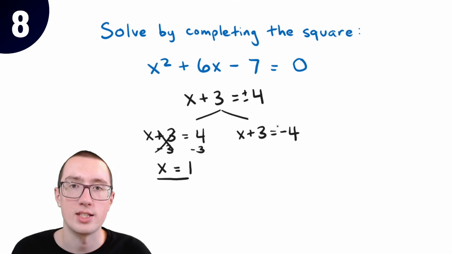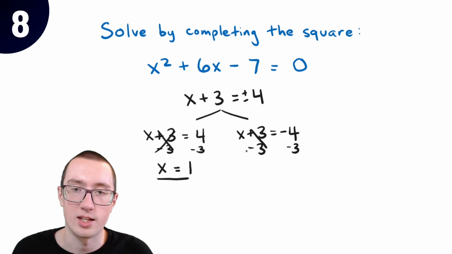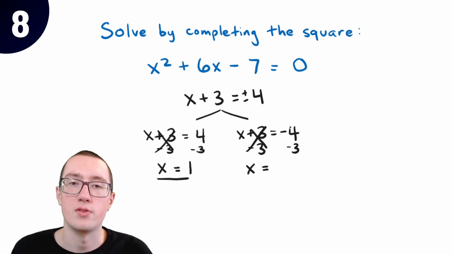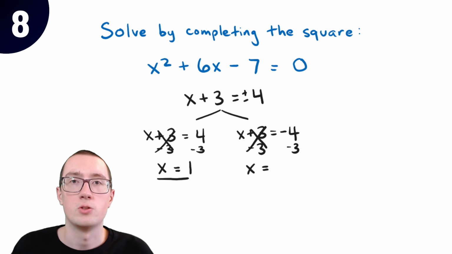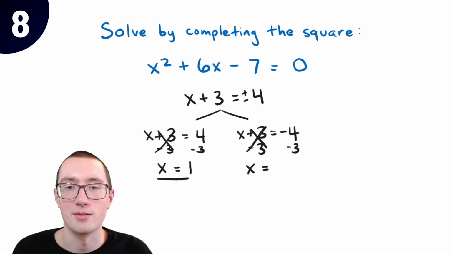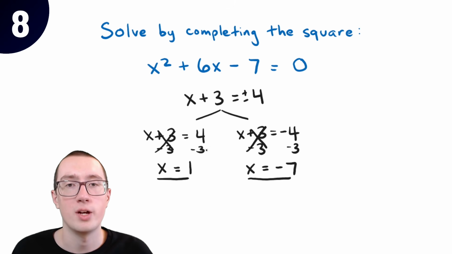Let's go ahead and solve the right side now. We'll get rid of the plus 3 in the same way. We'll do minus 3 on both sides. So these cancel out. On the left side, we have x. And on the right side, we have negative 4 minus 3. So you lost $4 and then you lost another $3. So you're down $7. So negative 7. And there you go. We found our 2 answers. Our 2 answers to this equation are x equals 1 and x equals negative 7.